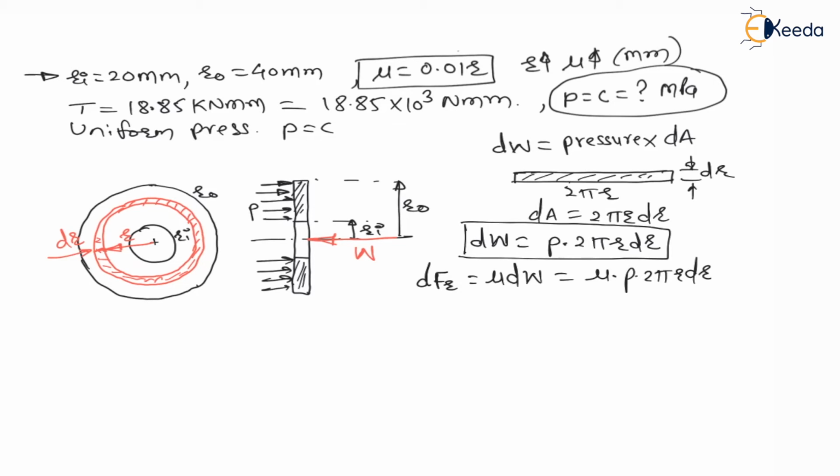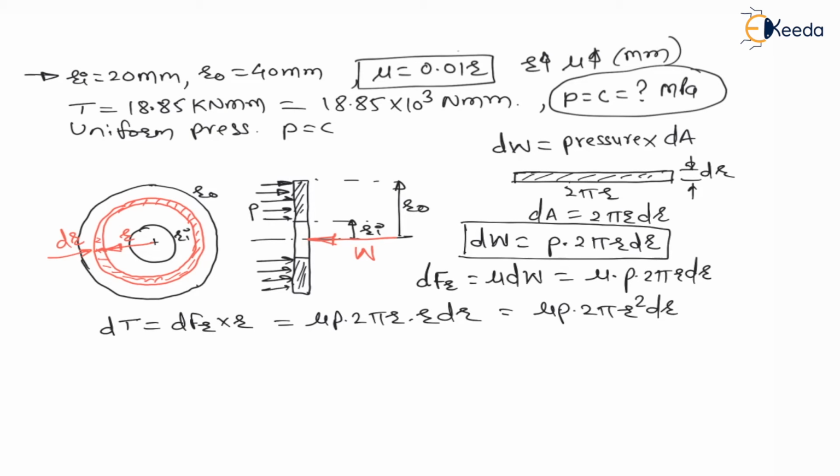Now torque is nothing but the very small torque acting on the element, which is this small friction force into radius. Therefore, put the values: mu p 2 pi r into r dr, right. Therefore torque will become mu p 2 pi r square dr. This is the torque acting on a very small elementary strip. Therefore, dT is equal to 2 pi p into mu into r square dr.